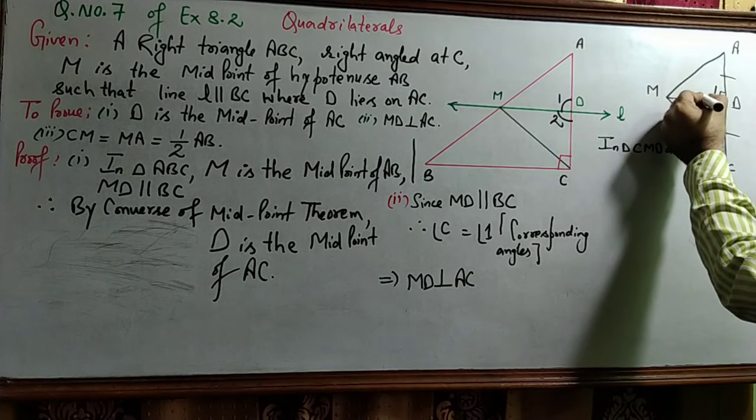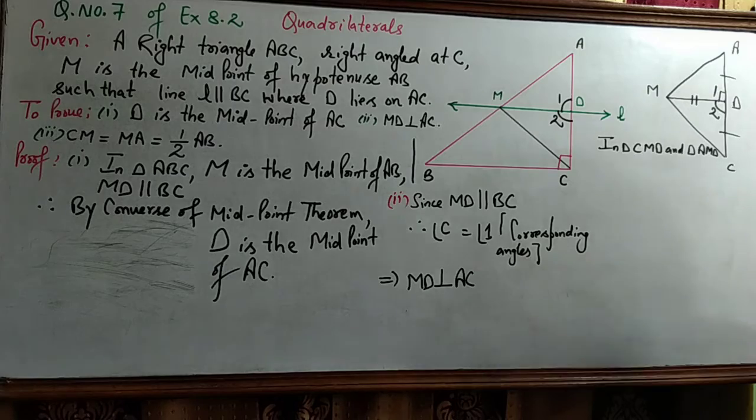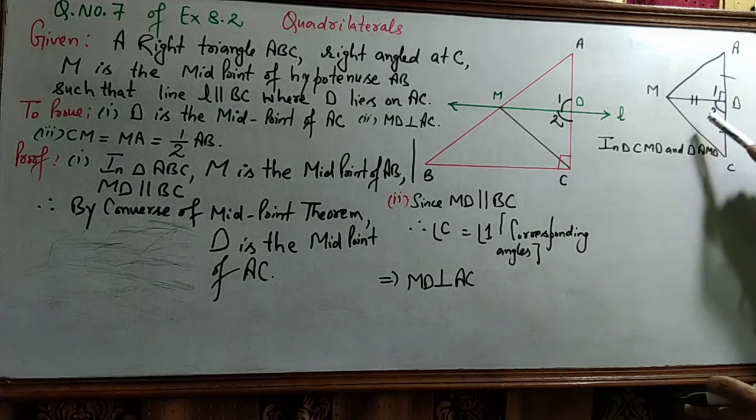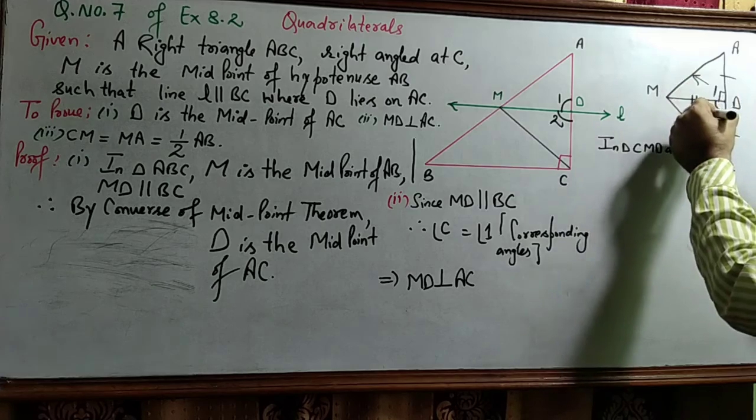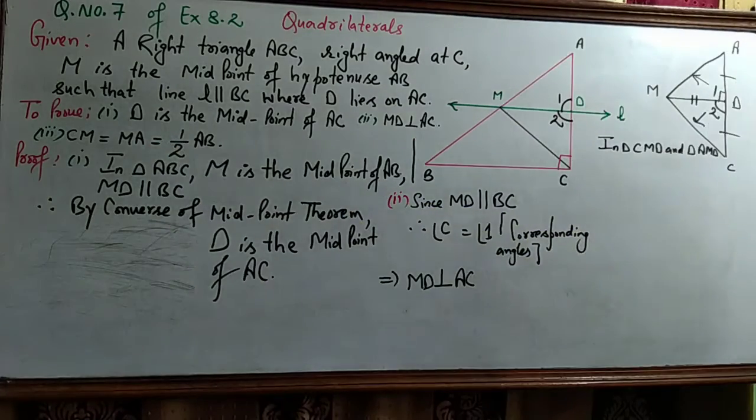Now MD equal to MD. MD is common in both the triangles, so we can say MD is equal to MD. That is, three corresponding parts of both the triangles are equal. So these two triangles are congruent. Now you can see angle 1 is equal to angle 2. तो angle 1 के सामने AM, angle 2 के सामने CM. That is, CM is equal to AM.